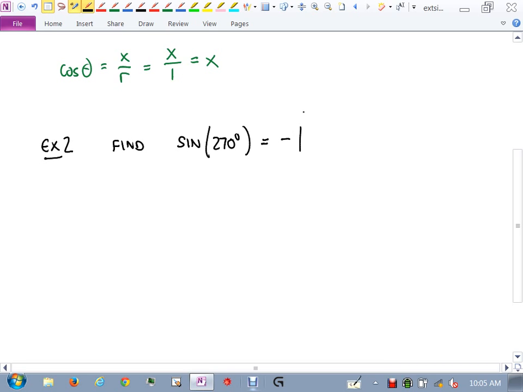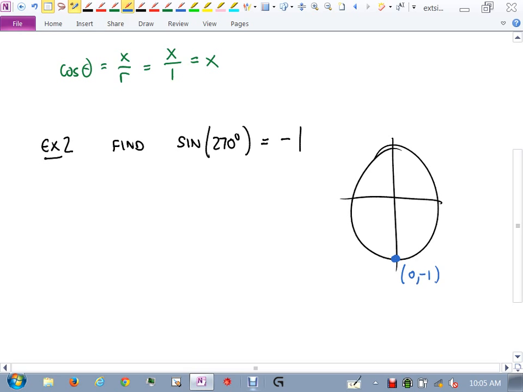-1. So what I did is I went to my unit circle. I looked down at 270 degrees, which is this point. That's the point 0, -1. And because it's sine, I'm picking the y coordinate. Questions?